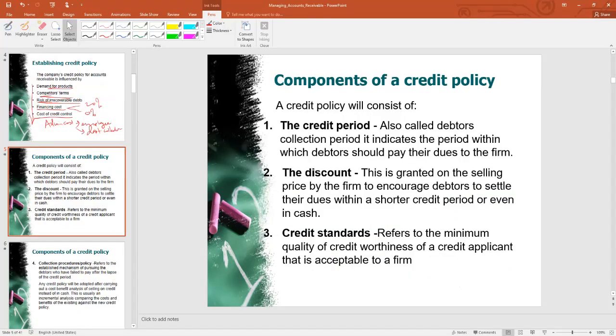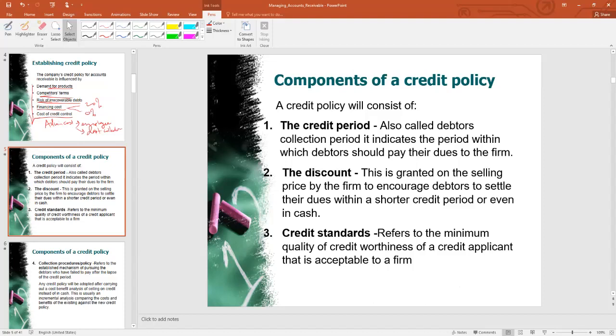Now, when it comes to setting up the policy, there are some things that your policy ought to have on the bare minimum, your policy statement, the credit policy statement you have with your customer. One of them is the credit period. Now, what does that mean? It means you need to have in black and white, in writing, the number of days we give a customer.